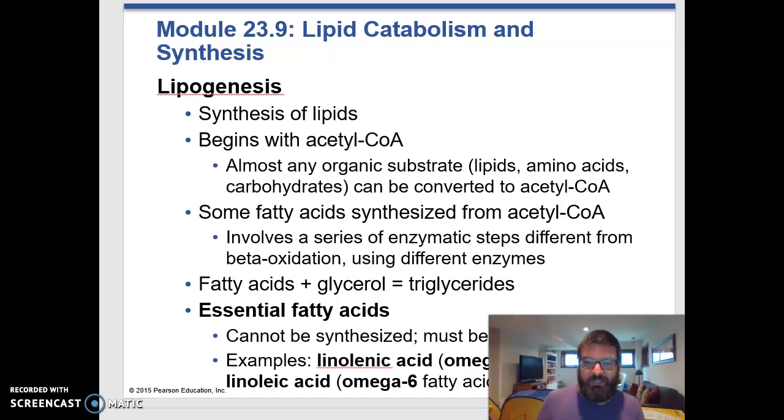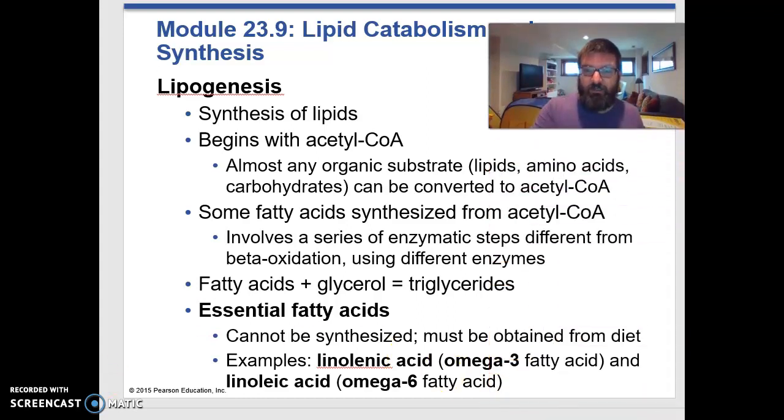Right? Those are called essential fatty acids. Whenever you see an essential nutrient, that means it's a nutrient that we can't make. It has to be eaten by us. So things like omega-3s and omega-6s, which you've probably heard of, these are essential fatty acids. The rest we can make.